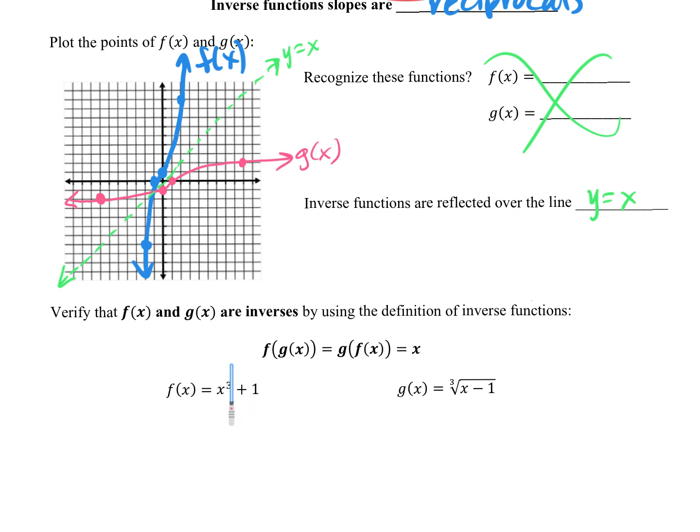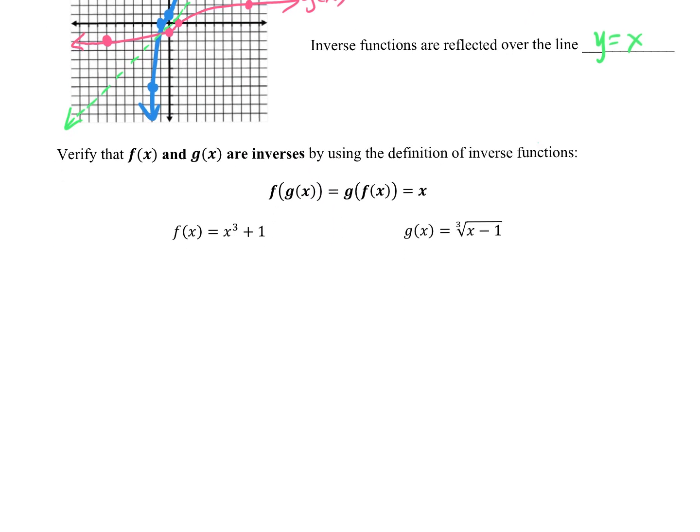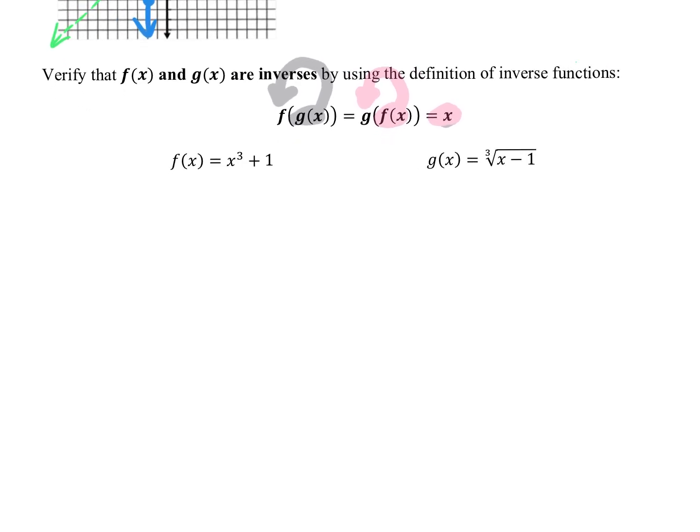Recognize these functions. This is x cubed plus 1, and then this is the cube root of x minus 1. You don't need to do that on your own. For functions to be inverses, when you take f of g, which means plug in g for f, you have to get x. We did this in pre-calc. When you put f into g, you must get x. And if you get x, they are inverses. So let's just practice this. Let's try that f of g.